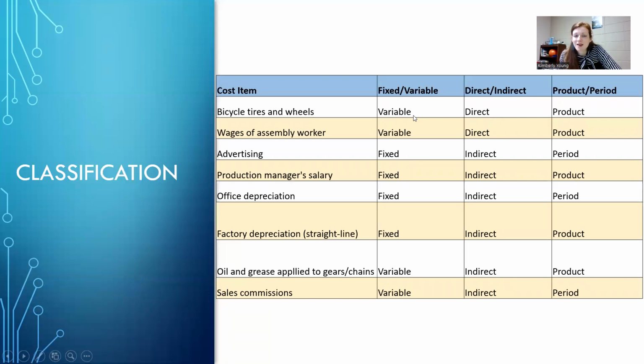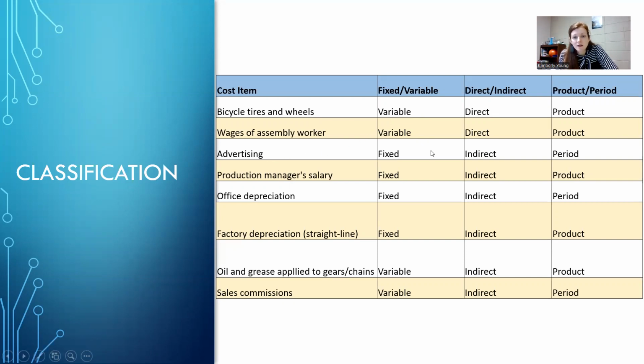Depending on how many bicycles we make is how many tires and wheels we use. They will be direct, as we discussed. It's very clear how many go on each bicycle, and that is clearly a product cost. Not everything's quite as straightforward though.